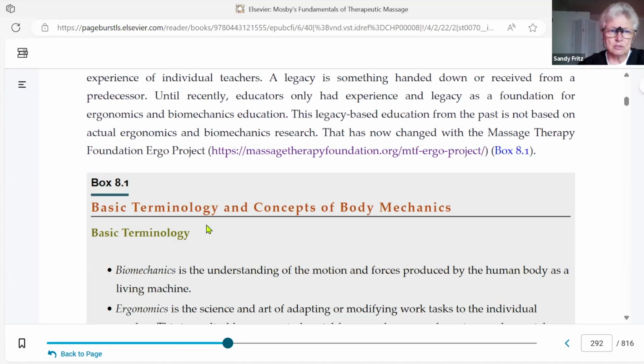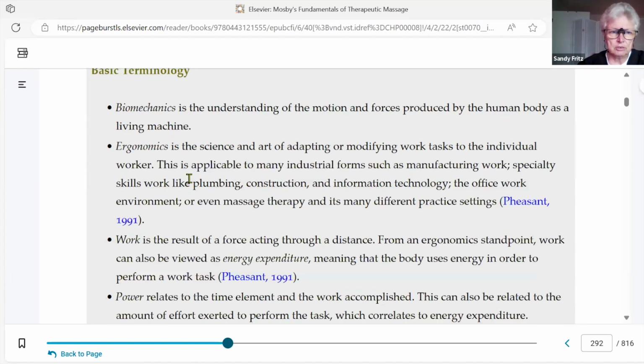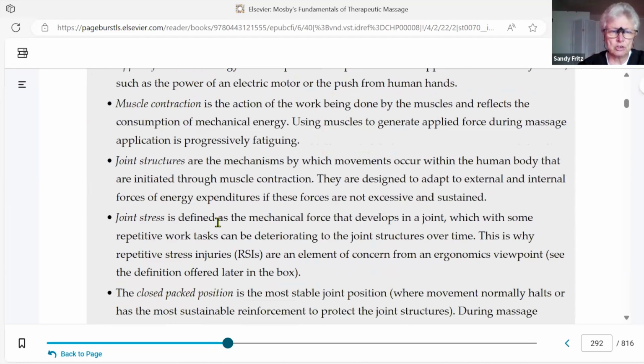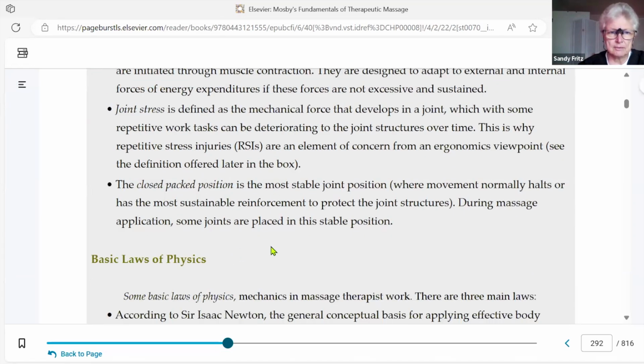There is a terminology structure. You'll need to know what this is because that could show up in a question on the MBLEX exam. The MBLEX exam does test ergonomics and biomechanics, but the questions are relatively general because there isn't any definitive agreement on what is right and what is wrong.